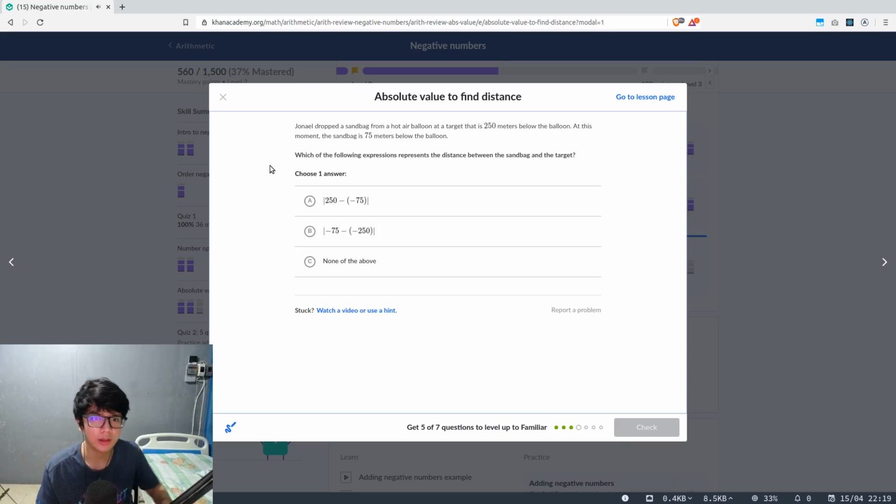June dropped a sandbag from a hot air balloon at a target that is 250 meters below the balloon. At this moment, the sandbag is 75 meters below the balloon. Distance between the sandbag and the target, 150. None of the above. It's pretty tricky.